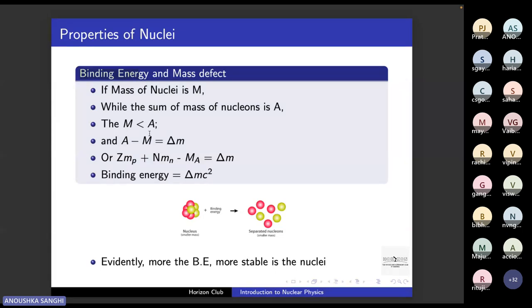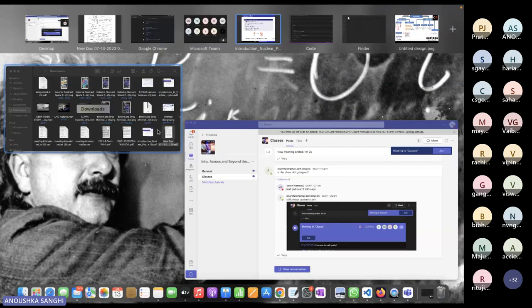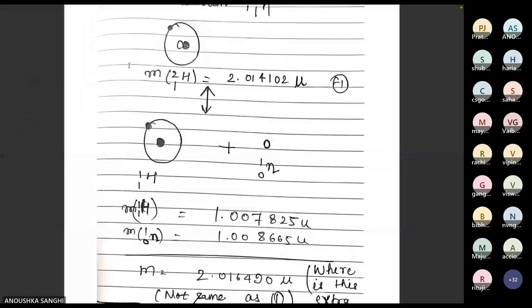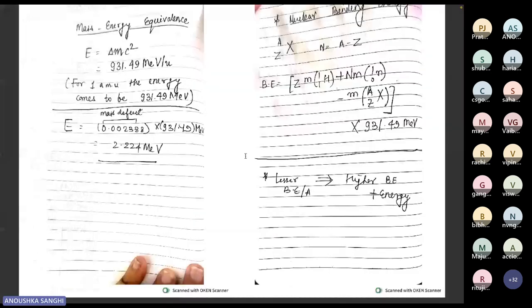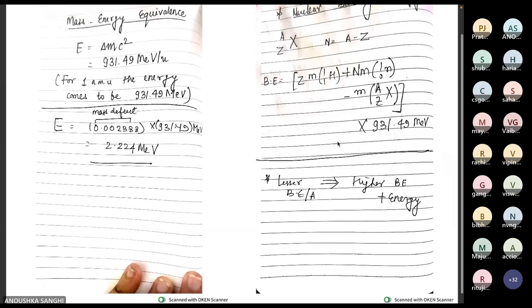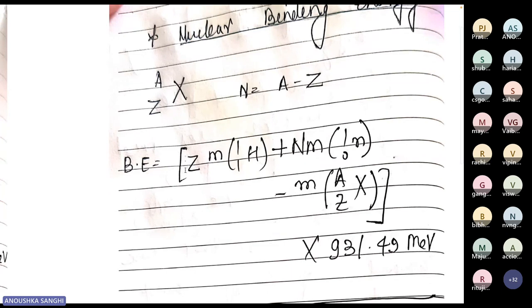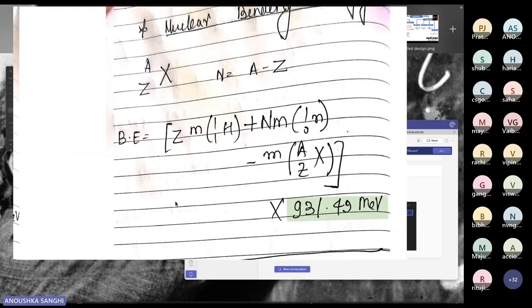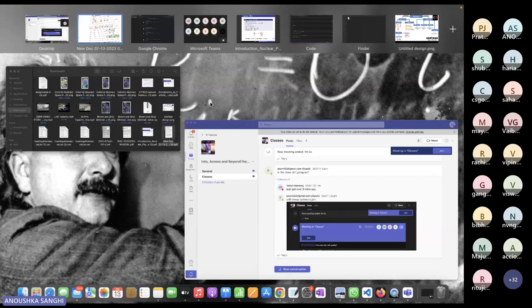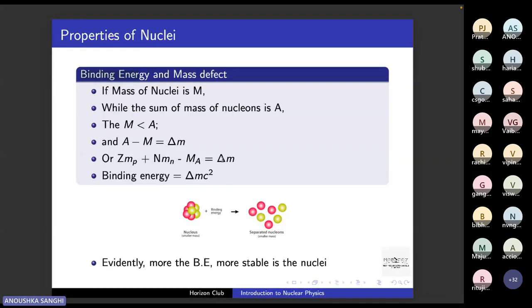And also we can see the binding energy formula. This is for any element. Suppose this is the number of neutrons, A minus Z. This is the binding energy formula: the number of protons and neutrons, the mass of neutrons, and the total mass of the element. If you multiply it with this amount of energy, we get the binding energy. Now I hope this concept is clear. Let's move to study that curve.